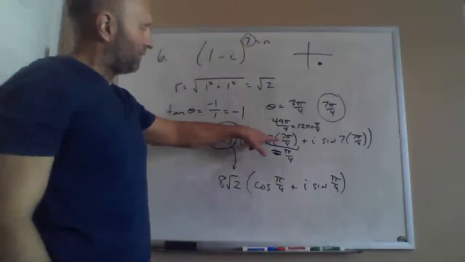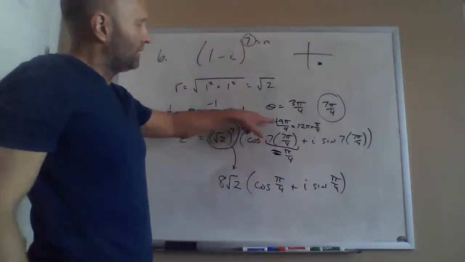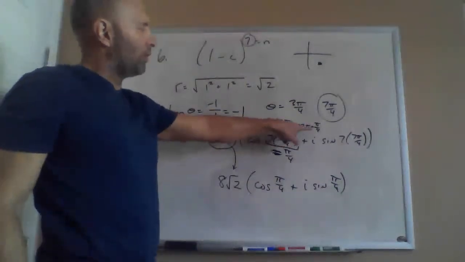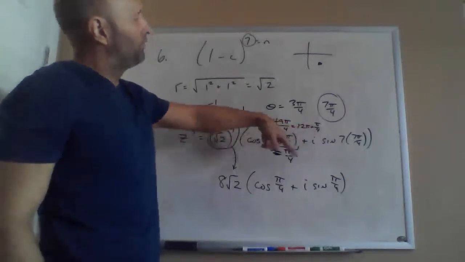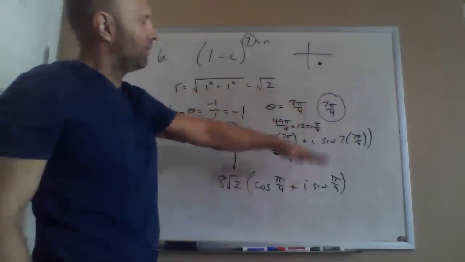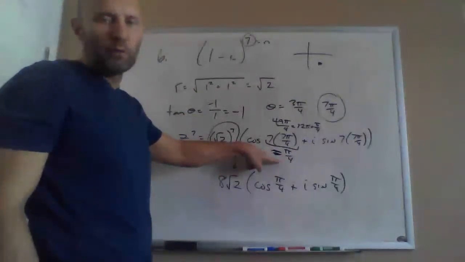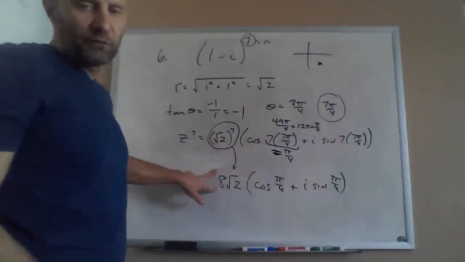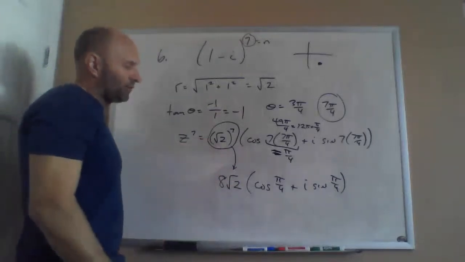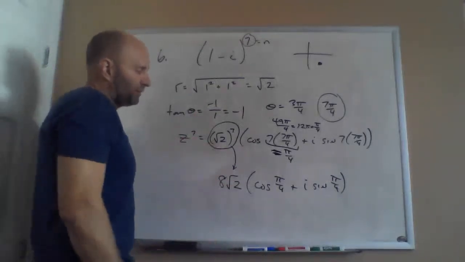I multiply the 7 here, gives me 49. Convert that to a mixed number is 12 pi plus 1 over 4. 12 pi puts me back at the start, plus pi over 4 is the equivalent of pi over 4. So this is the answer in polar form, but again, it wants the answer in a plus bi form.